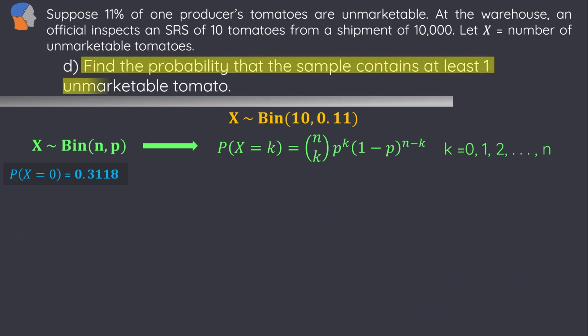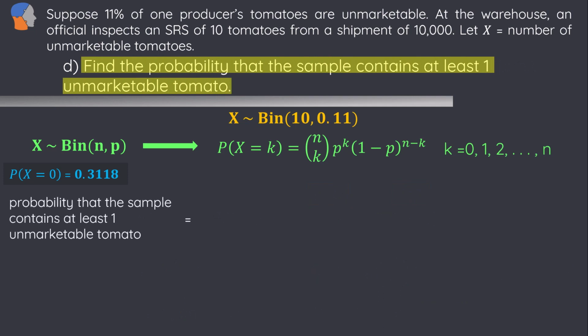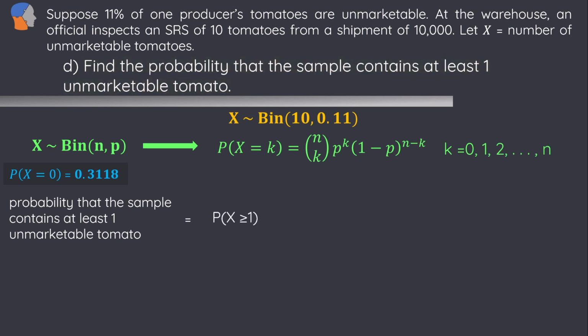Let me go to part D. Find the probability that the sample contains at least one unmarketable tomato. Again, let me write this down in mathematical notation. At least one means probability of X greater than or equal to 1. Again, compare with the formula. We have greater than or equal, but the formula has an equal sign. Therefore, we need to understand the X values. What are the X values for this case? X can be any value from 1 to 10. If you are going to do this, it takes time to simplify. But there is an easy way to do it.